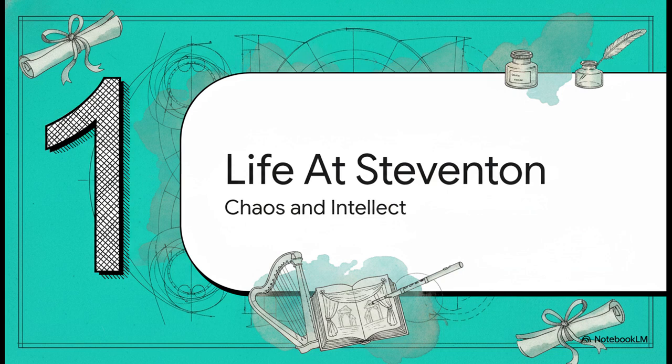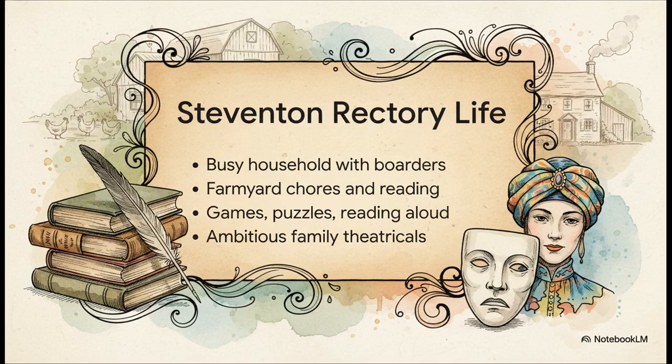Starting off with Section 1, Life at Steventon Rectory. To truly understand Austen's fiction, we really have to step into the lively, highly theatrical laboratory of her childhood home in Hampshire. You see, Jane Austen wasn't writing in some quiet, isolated vacuum. Not at all. Born in 1775, she grew up in a wildly busy household.